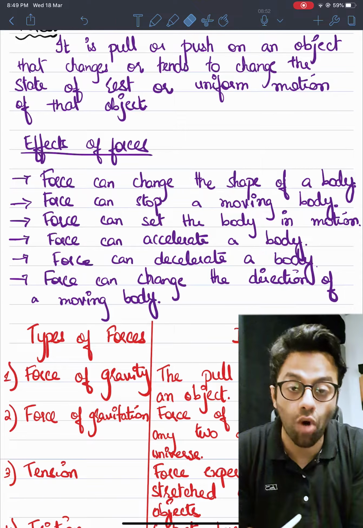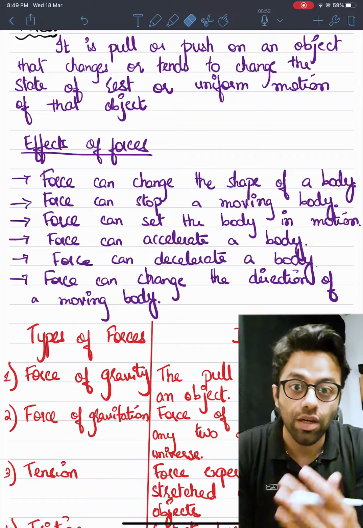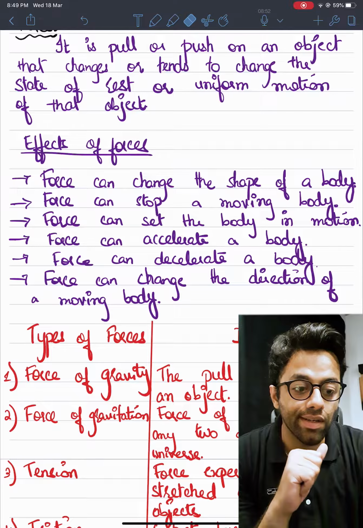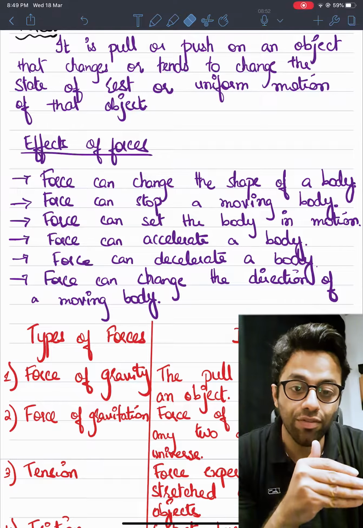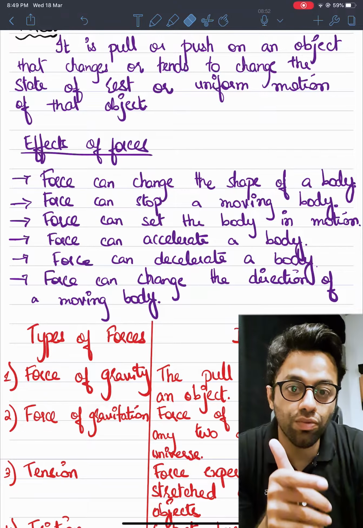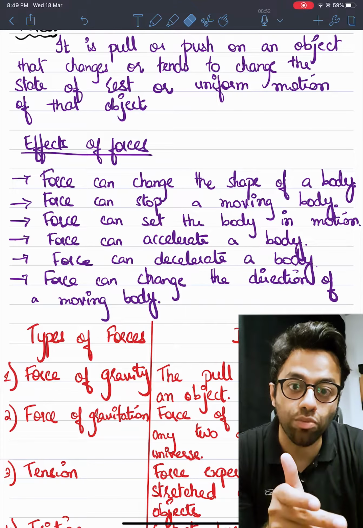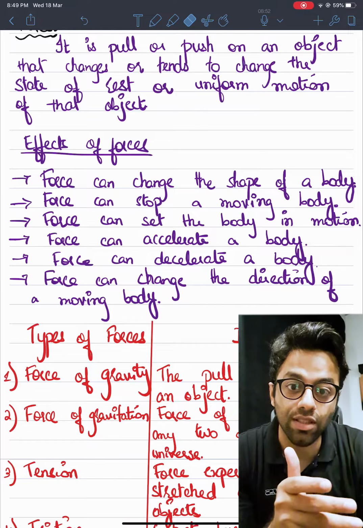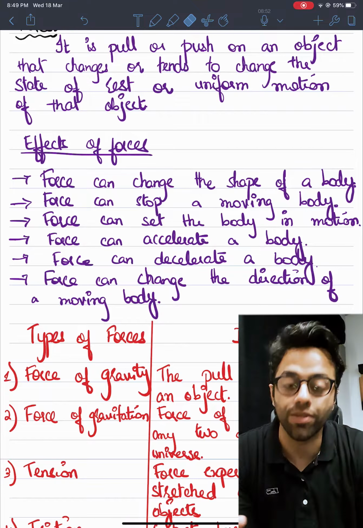Next, force can stop a moving body. Again, very important. What force causes that? It's friction force, and we'll discuss it in detail later on. But if there was no friction, you would never be able to stop a moving body. And friction is the reason that you can stop moving objects.